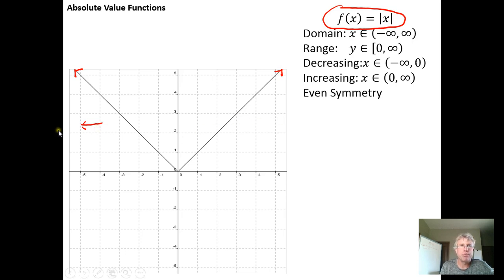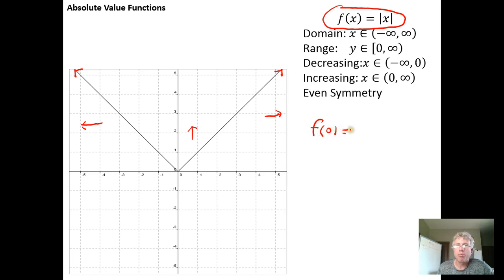So it's going from negative infinity to infinity along the x-axis. So there's the domain. The range starts at 0 and goes to infinity. And it's increasing from 0 to infinity and decreasing, going down from negative infinity to 0 along the x-axis. It has even symmetry. It's a reflection of itself in the line x equals 0, or the y-axis. And this is easy to get nice points.